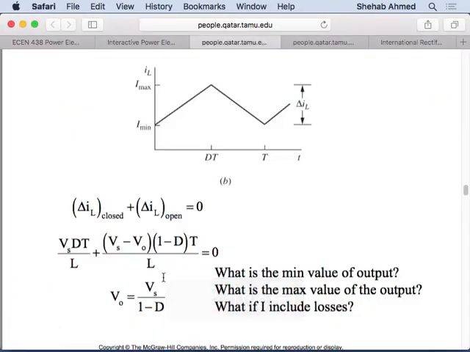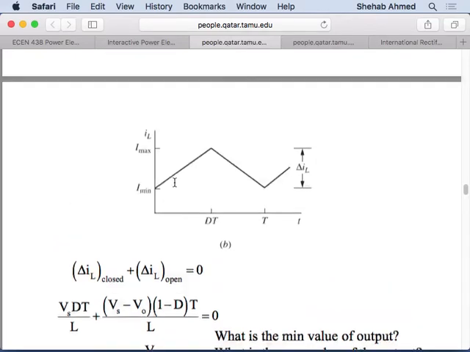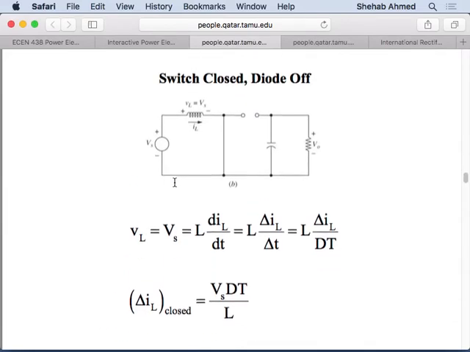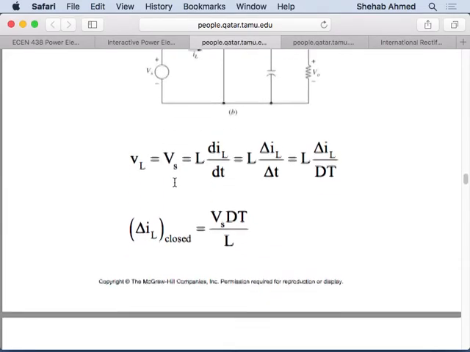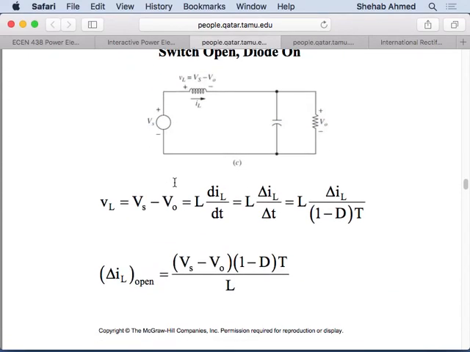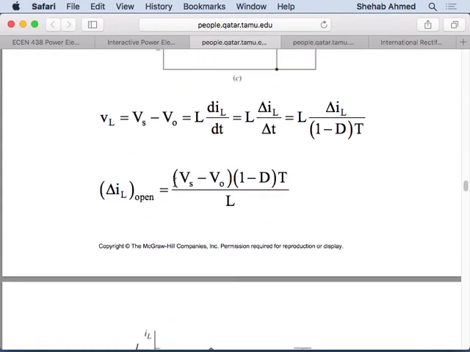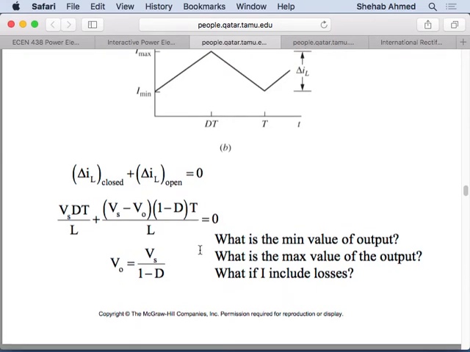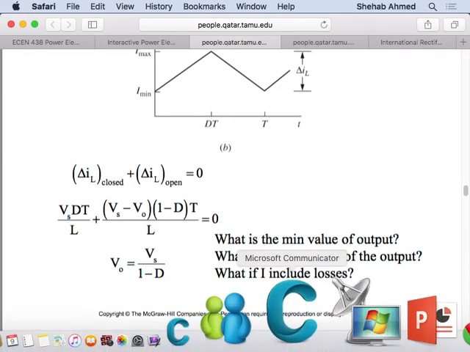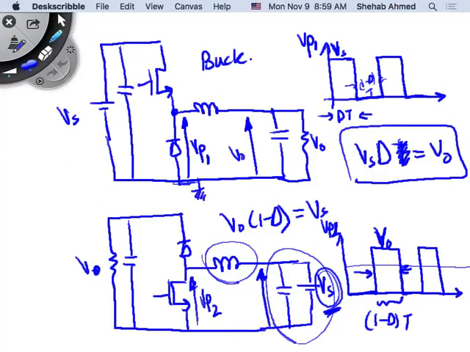So the transfer function that they came up with here is V output equal to Vs over 1 minus D. You don't have to go through the equations in these past 2 slides if you understand the circuit and the waveforms. But if you have trouble with that, the equations are there. So what's the minimum value of V output again? We said the minimum value of V output for the boost converter is what?